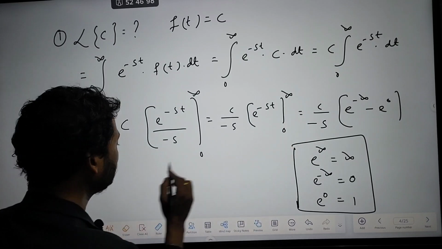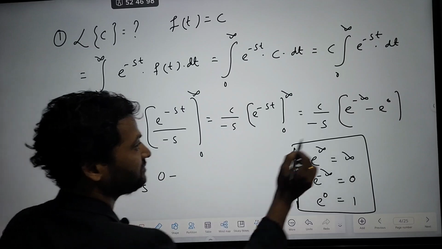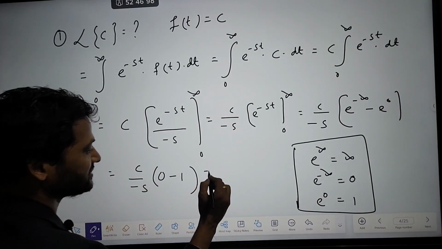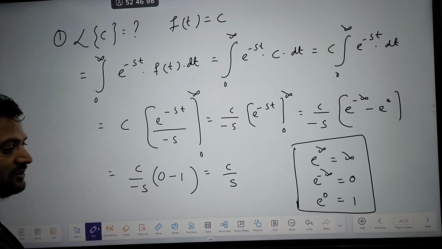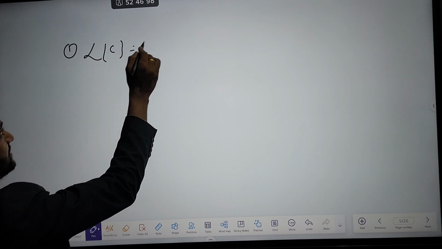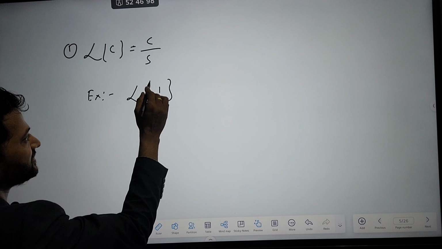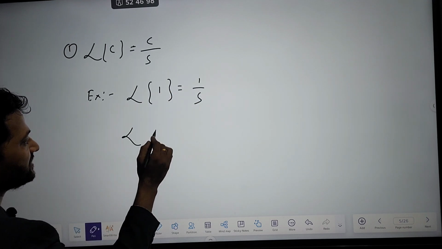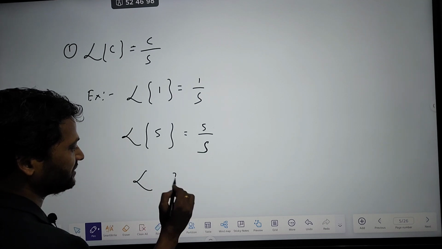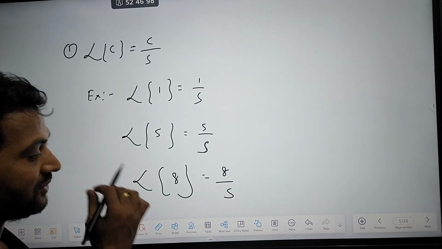So now tell me here, c by minus s, e to the power minus infinity is 0. So 0 minus e to the power 0, which is 1. So 0 minus 1 is minus, minus minus will be cancelled. So the answer is c by s. So from the first formula, what did we get? Laplace of constant is c by s. So for example, Laplace of 1 will be 1 by s. Laplace of 5 will be 5 by s. Laplace of 8 will be 8 by s. Done, this is the first formula.